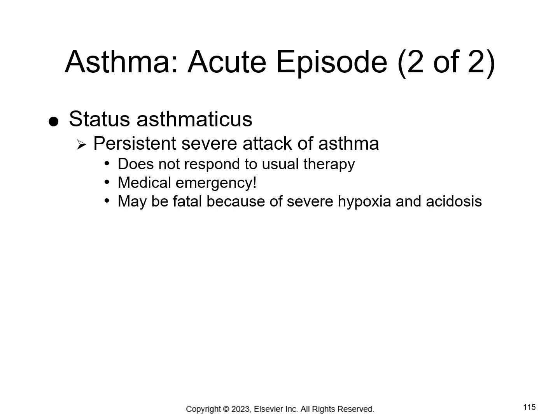With acute asthma, we have status asthmaticus. This is a persistent, severe attack of asthma. It doesn't respond to the usual treatment. It's a medical emergency, and it can be fatal because of severe hypoxia and acidosis. Also, if someone's wheezing and they suddenly stop wheezing, you need to take a really close look at what's going on. All right. Next is going to be treatment.